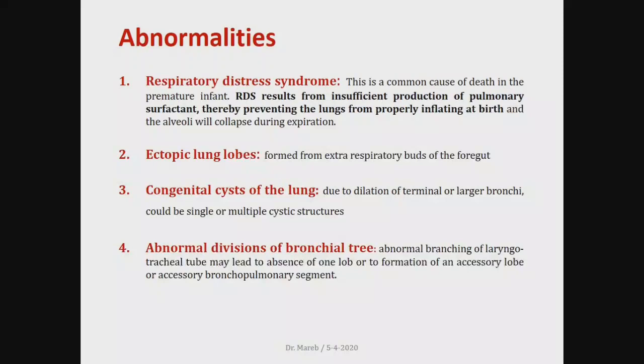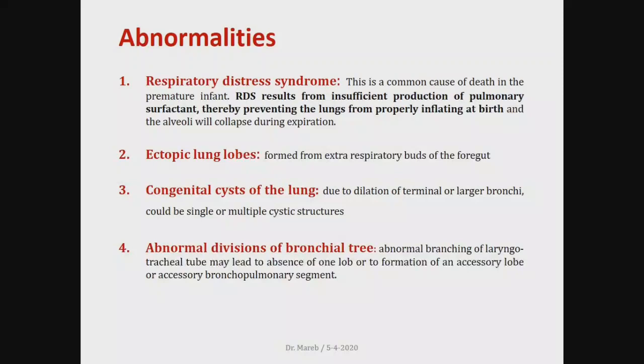Second abnormality, ectopic lung lobe. This ectopic lung lobe is formed from extra respiratory buds of the foregut. Number three, congenital cyst of the lung. This is due to dilatation of terminal or larger bronchi, and could be a single or multiple cystic structure, which gives a honeycomb appearance of the lung. When these cystic structures are present in the lung, drainage of fluid from them is not proper, so it might result in chronic infection.